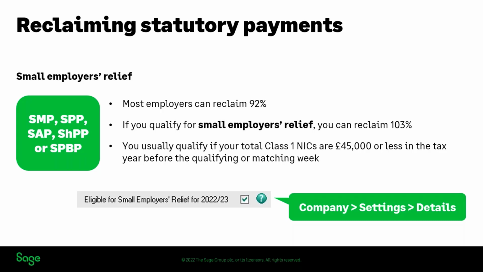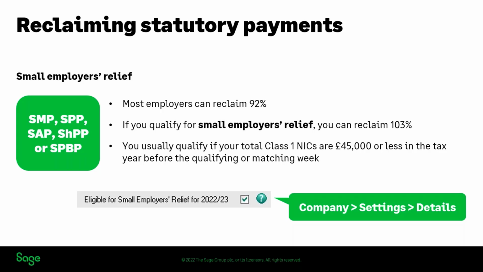Now, if you qualify for small employers relief, and you usually would if your total Class 1 national insurance contributions are £45,000 or less in the tax year prior to the qualifying or matching week, there is a setting that you'll need to select within your company settings to ensure the correct amount is reclaimed. So it's one of your post-year end checks to see how much national insurance was paid in total in the previous tax year. And if you're falling into this 45,000 or less, you should tick the box to confirm that you're still eligible for small employers relief.